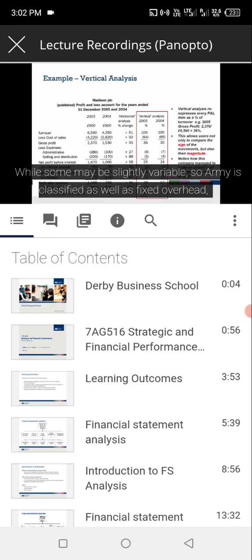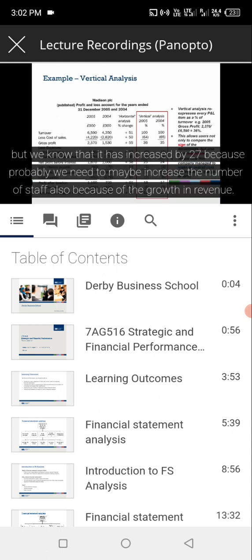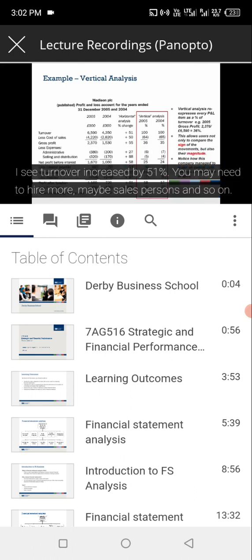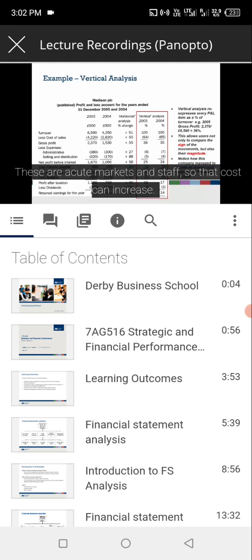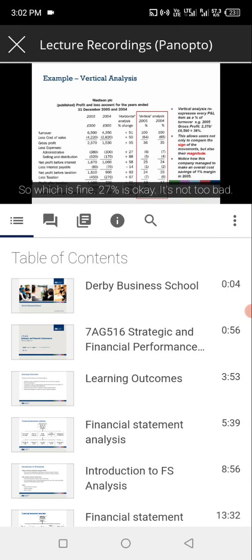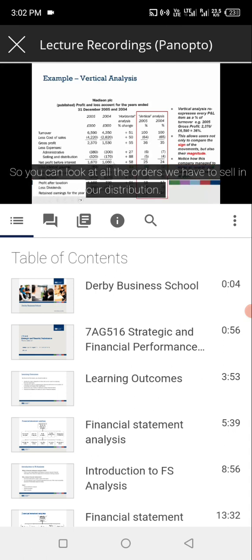So admin is classified as fixed overhead. But we know that this has increased by 27% because probably we need to increase the number of staff because of the growth in revenue. We can see turnover increased by 51%. You may need to hire more salespersons and marketing staff. So that cost can increase, which is fine. 27% is okay. It's not too bad. So you can look at all the others.